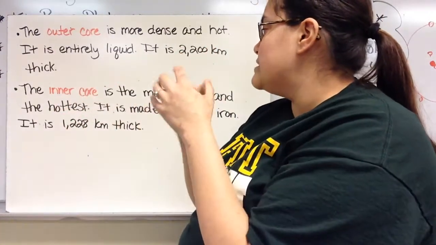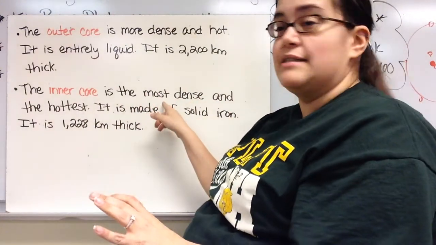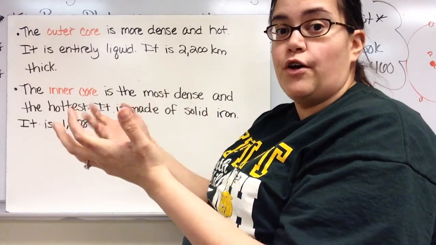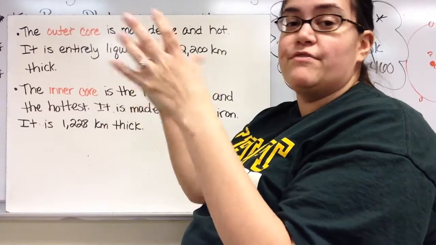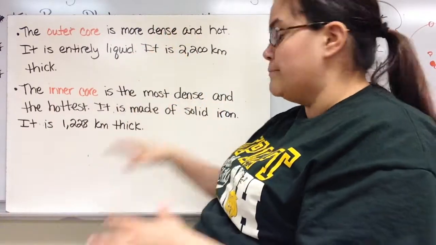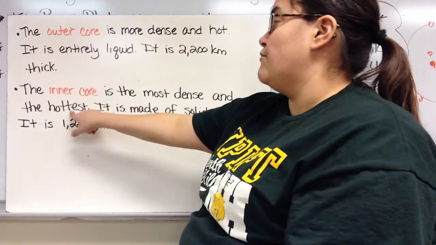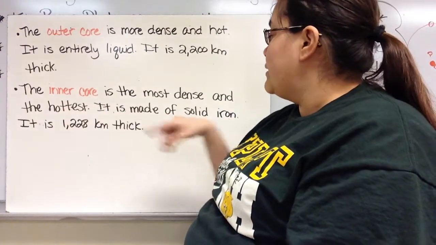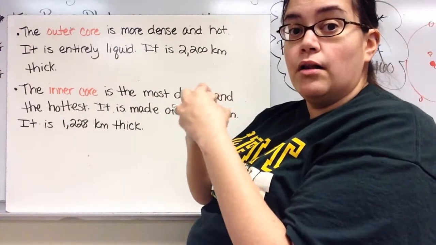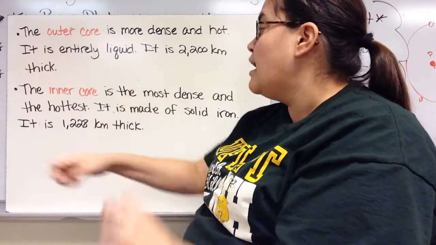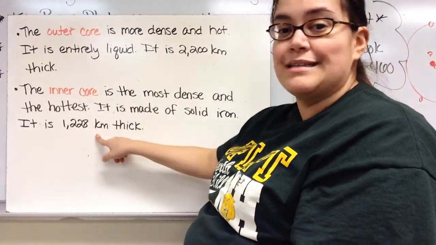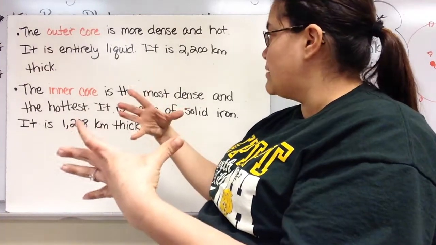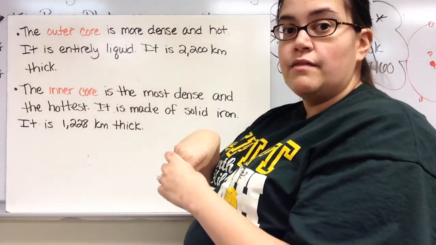And then the inner core, the very center of the Earth, is the most dense. It's incredibly heavy and dense. So when you calculate its mass divided by its volume, it comes up with the highest number. It's like 15, 20, I don't know. It's a big number compared to the outer layers. And it's very, very hot. You don't want to go there. It is made of solid iron. So it is a solid ball of iron metal in the center of the Earth. And it is 1,228-ish kilometers thick. So it's fairly good size. The mantle is the biggest, and then the outer core, and then the inner core.